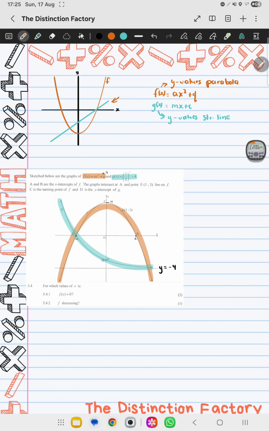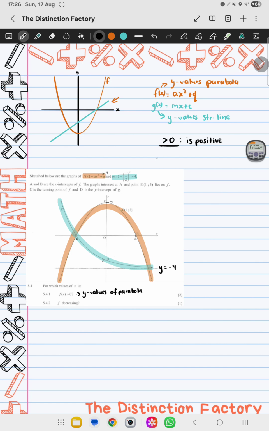So in this case, they ask us for which values of x is f of x greater than 0. So let's understand what this question means. They say f of x, and we know that f of x refers to the y values of a parabola. So we say y values of your parabola, and they say is greater than 0. So a little hint to you guys is that whenever they say greater than 0, don't read it as that. Rather read it as is positive. It's a bit easier for us to understand what they mean.